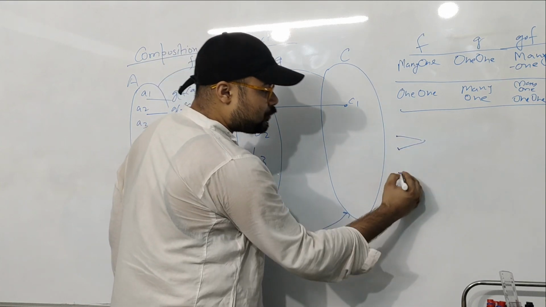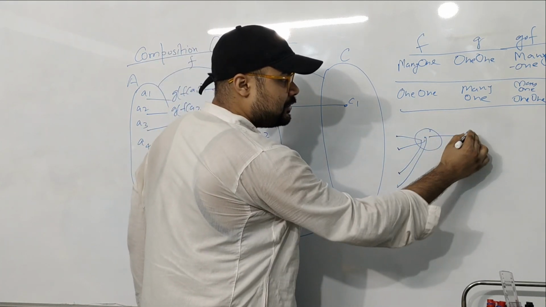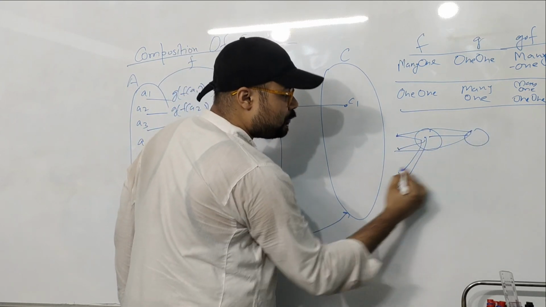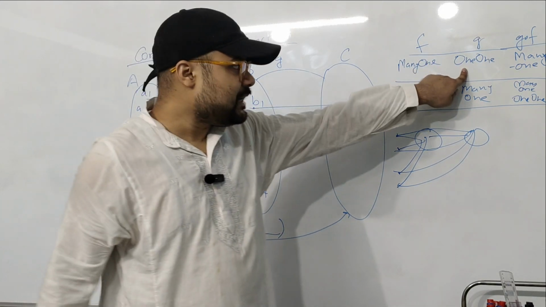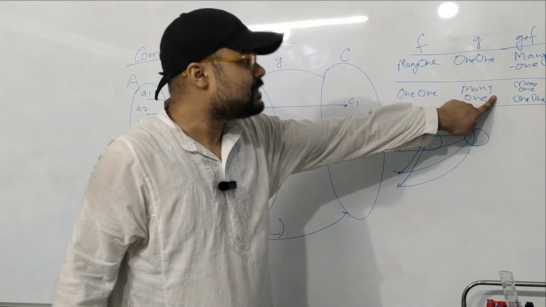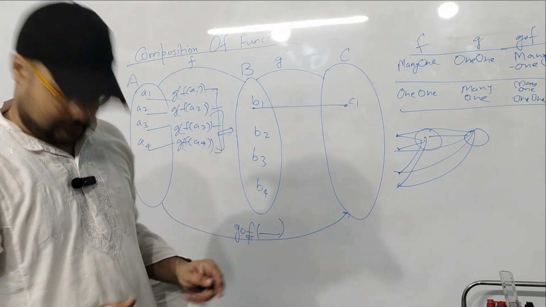f that map to the same element, this will have one mapping. So it means all of them are getting mapped to the same element. So if f is many-one and g is one-one, then g∘f is many-one. But when f is one-one and g is many-one, we can't say. We have to look at the given function.